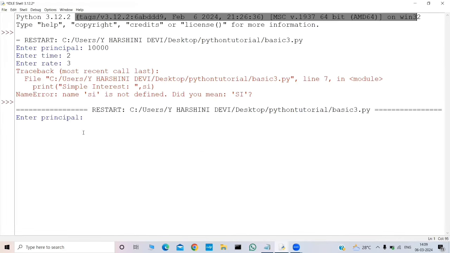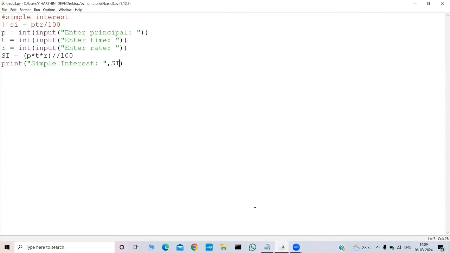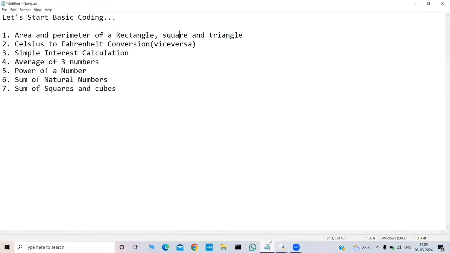Let's see what happens now. I will give the same inputs, 10,000, 2, and then 3. So now you see the simple interest was 600. So 10,000 into 2 into 3 is 60,000, and 60,000 by 100 is 600. So in this way, we will compute simple interest.